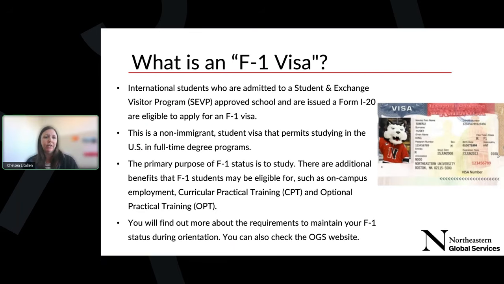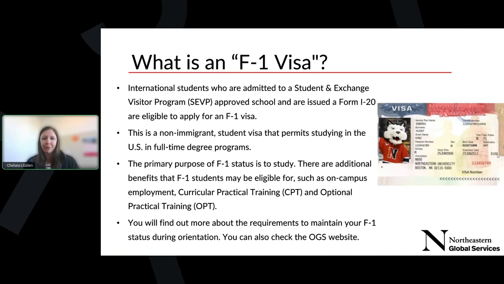So international students who are admitted to a school that is approved by the Student and Exchange Visitor Program get the Form I-20 that I mentioned and are then eligible to apply for an F-1 visa. So the F-1 visa is a non-immigrant visa. It's the student visa that permits studying in the US in a full-time degree program. The primary purpose of F-1 status is to study.